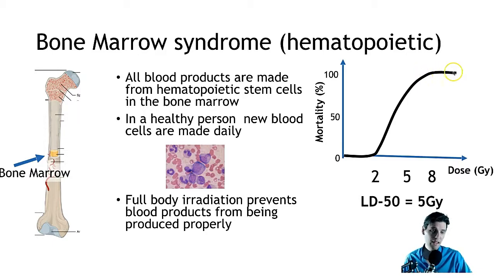So at 8 gray and above, basically 100% of the population will die of bone marrow syndrome if they don't die of something else sooner. And that's what we're going to talk about in the next 2 slides: syndromes which are actually worse in magnitude and which hit quicker. So again, with full body irradiation, the problem here is that the blood supply cannot properly be replenished because those stem cells cannot be converted into the blood products.